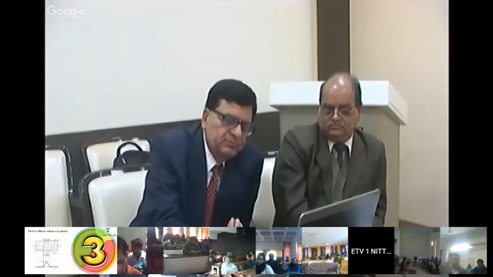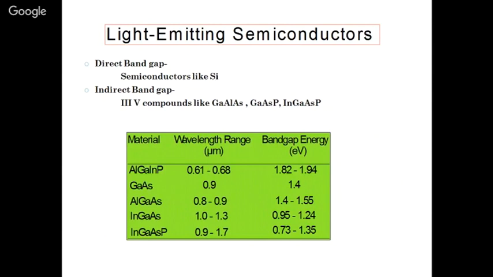So from LED, as I said, if I use different materials, for example aluminum, gallium, indium phosphide, then I will get 0.61 to 0.68, something close to red. You will get red light. Whereas if you have aluminum gallium arsenide, then 0.8 to 0.9, which we wanted, and we got them very soon just by changing the material of the PN junctions.